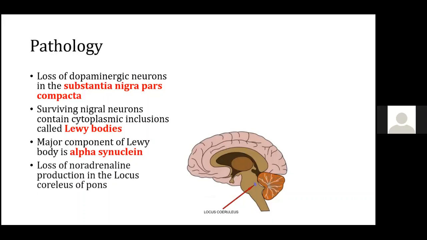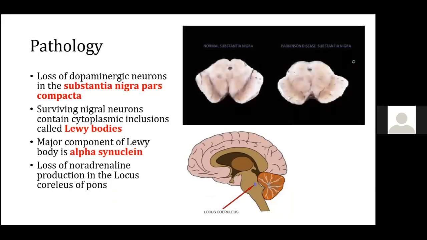And you also get loss of noradrenaline, which is produced in what we call the locus coeruleus of the pons. And there's a picture there to show you where the locus coeruleus is. So loss of dopaminergic neurons in the substantia nigra, loss of noradrenaline production in locus coeruleus, and the Lewy bodies. And the Lewy bodies contain alpha-synuclein. And there you go. That's the substantia nigra in Parkinson's disease.